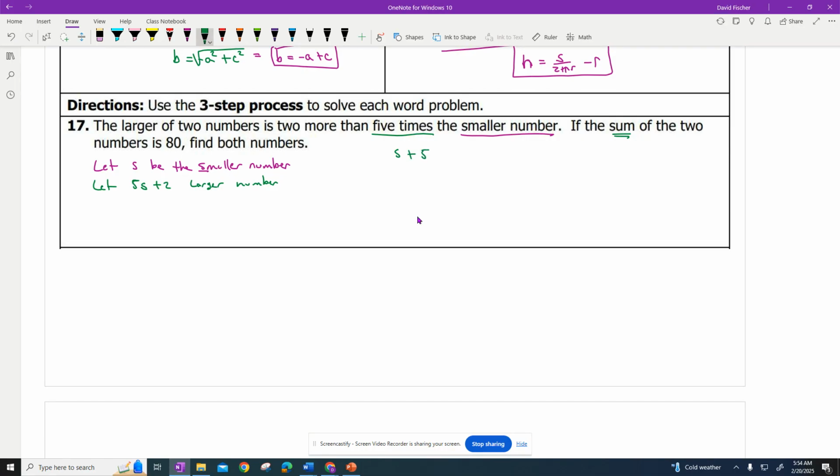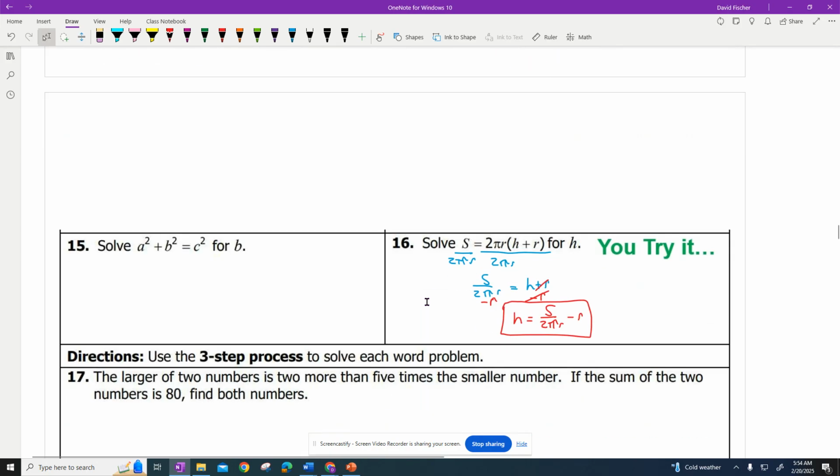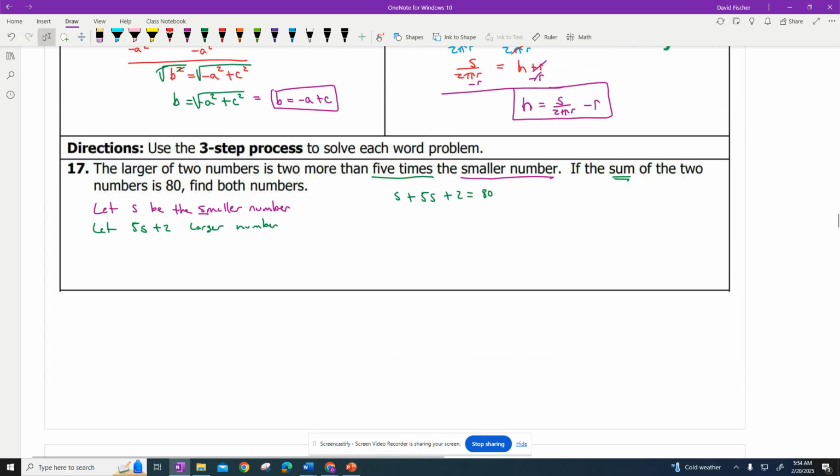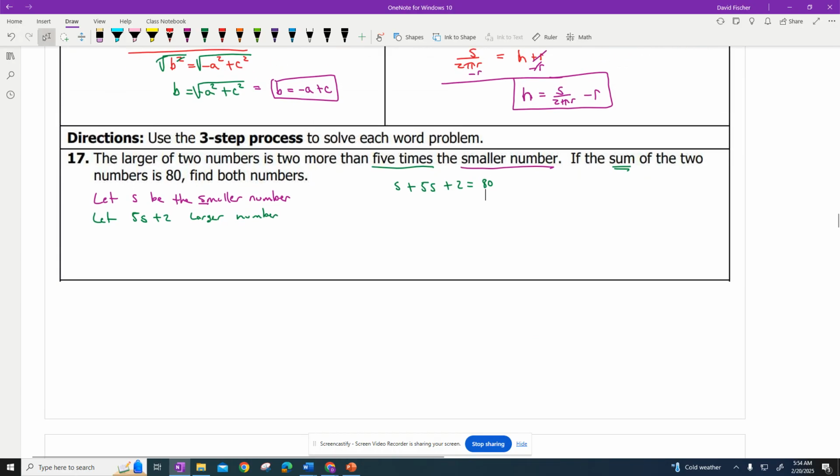Now, be careful on that 5s, because that's a 5s. I don't know why they give us s's and 5s all the time, and I want it to equal 80. Okay, I want to peek down here and see if I got the answers real quick. Nope, I don't. So continue working. Put like terms together.